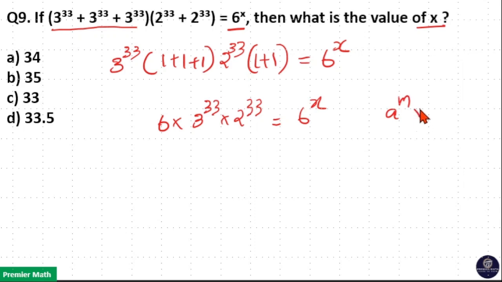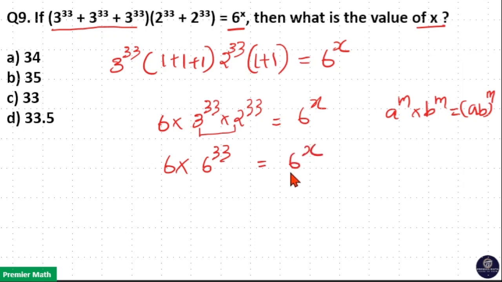Here a raised to m into b raised to m is equal to (ab) raised to m. That is, here the power is common, then multiply the bases together. That is 6 into 3 into 2 is 6. Then the common power is 33, which is equal to 6 raised to x.